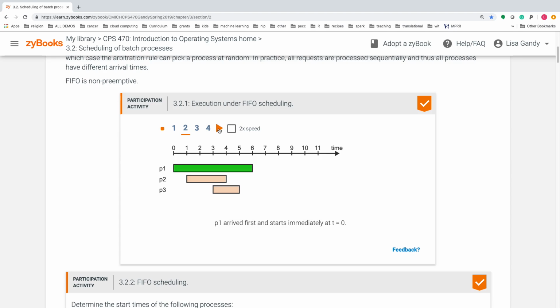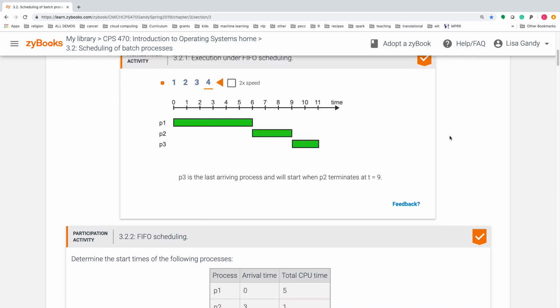P1 arrived first, so it starts, because this is first in, first out. P2 arrived second, but because we're doing non-preemptive, it cannot start until P1 terminates. And then P3 was the last to arrive, and so it's scheduled last, and it will start after P2 terminates, when T is 9.